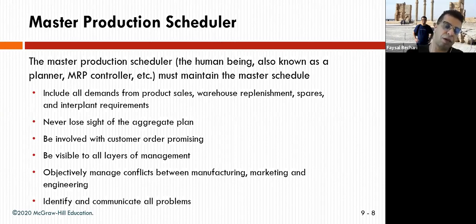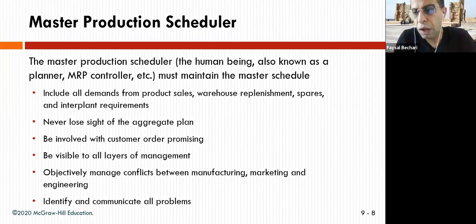So if you have 10 units before the scheduling, and the MPS is asking for 100, you already have 10 units, so you need to produce 90 units. So it's not losing sight of the aggregate plan. It should also be involved with customer order promising. It looks at the timing, what time it is supposed to be delivered, and acts accordingly.